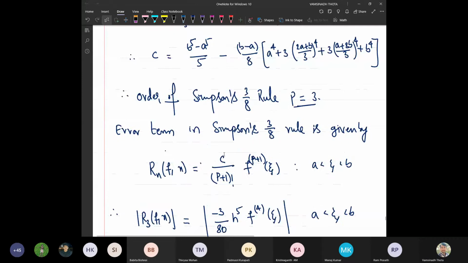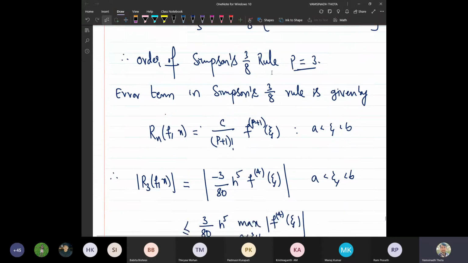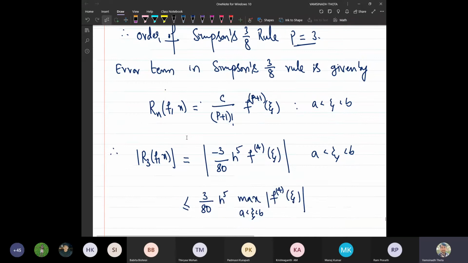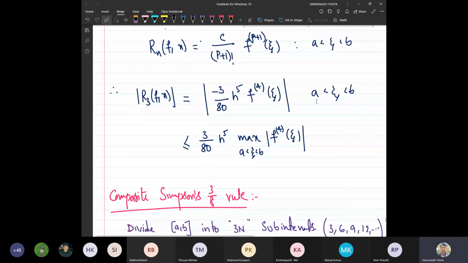Okay. So C is this one. It is the exact value and it is the approximate value. If you consider the modulus on both sides, in place of C we will get minus 3 upon 80 times h to the power 5, and p is equal to 3, so the p plus 1 fourth derivative of f at xi, where xi belongs to the interval a comma b.